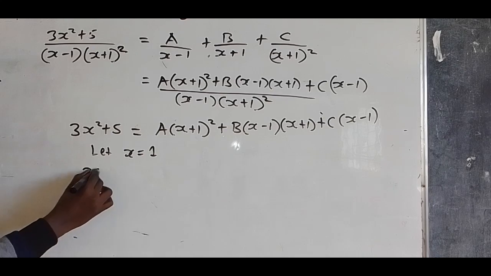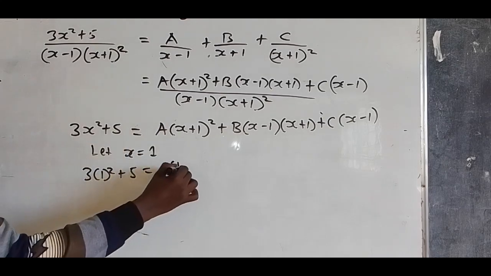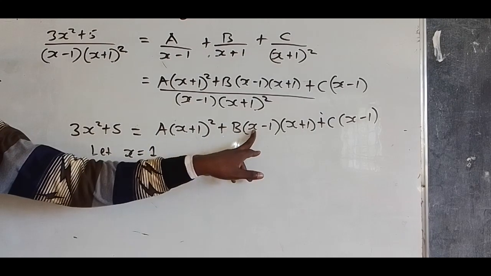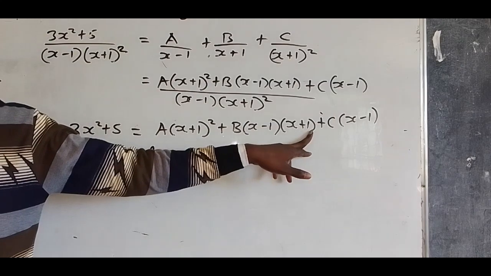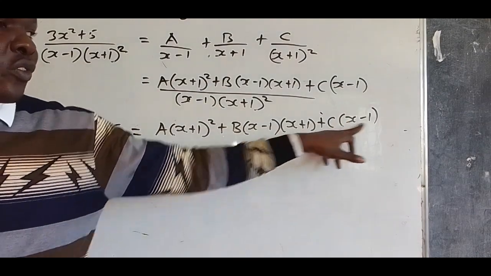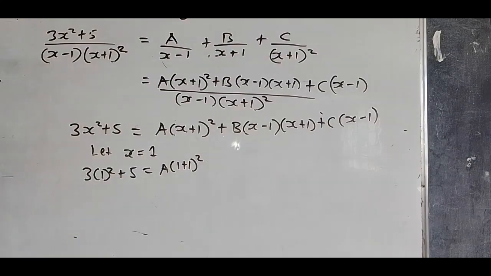What will we have this side? See, 3 into 1 squared plus 5 is equal to a into 1 plus 1 squared. See, x is 1. Here when x is 1, it is 1 minus 0. The whole of this goes to 0. 0 times everything goes to 0, isn't it? Here is 1 minus 1, 0. The whole of that goes to 0. So you see, when you let x to be 1, you are able to get the value of a.